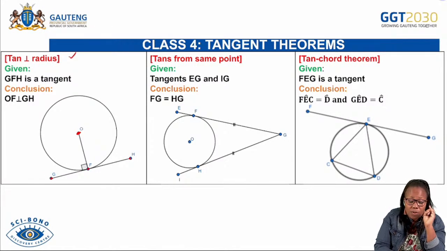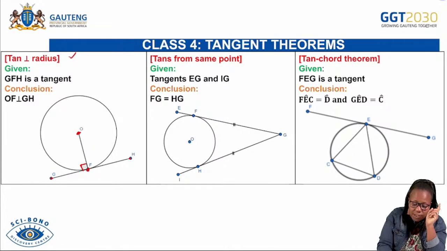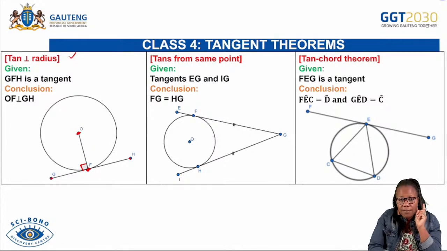This theorem states that the angle between a tangent and the radius is equal to 90 degrees, as you can see there. As long as we have a tangent and the radius, the tangent is perpendicular to the radius at the point of contact there. Therefore, it is a 90 degrees angle. OFG is 90 and OFH will also be 90 degrees.